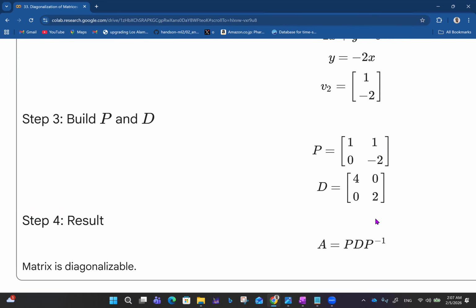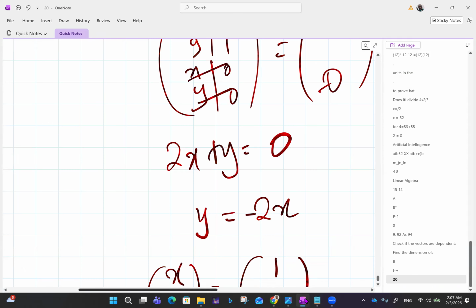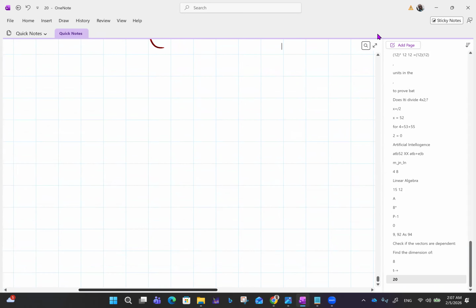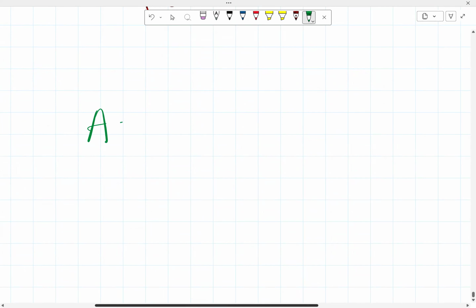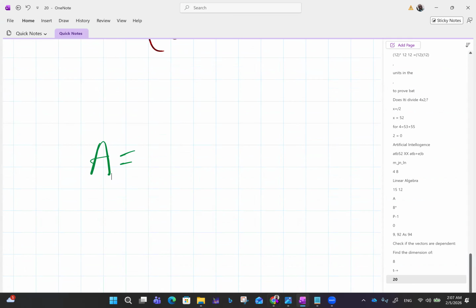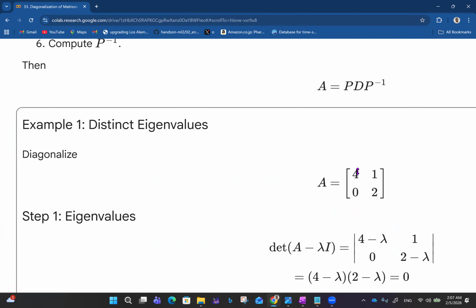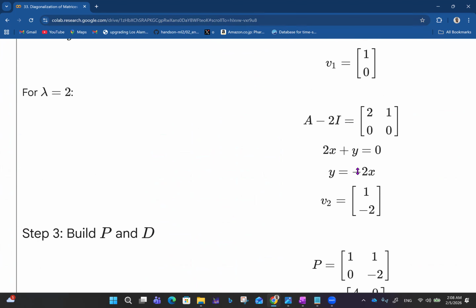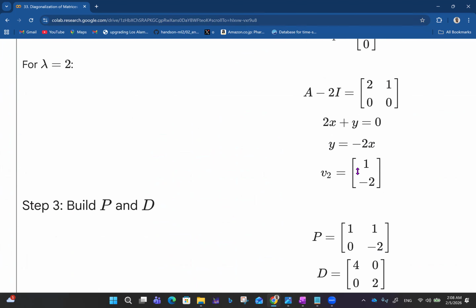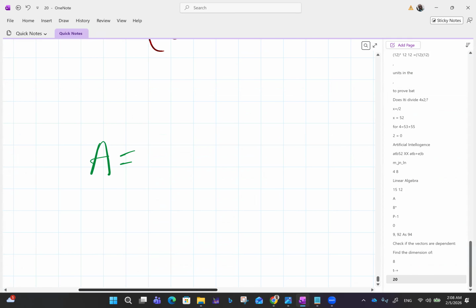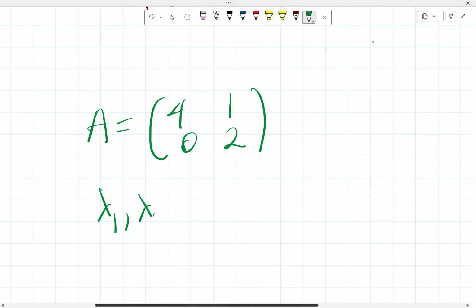So you may just want to go the extra mile, right? Maybe I just want to do that setup. So let me do the setup just to show all that. So we have A already. What's that A again? I think I need to remember that. A is 4, 1, 0, 2. That's the original A. Because it is a triangular matrix already, we can already see that lambda 1, lambda 2 is equal to 4, comma 2, if you like.